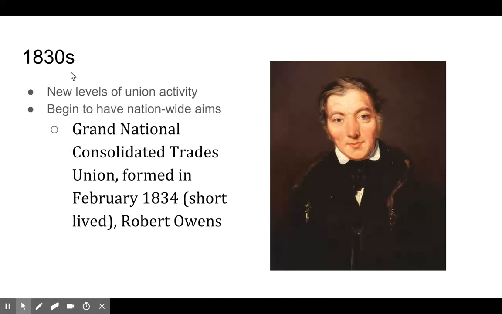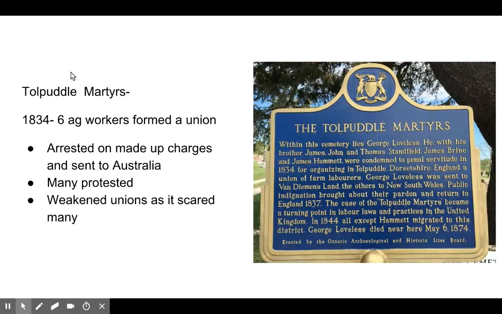And now these unions, instead of being locally focused, start to have nationwide aims. For all of England, we want these goals. An example of one of those unions with nationwide aims was the Grand National Consolidated Trades Union. That was formed in 1834. Robert Owen, pictured here, had a big part in that. Feel free to look up some stuff about him. And we'll get to, in a slide or two, why that union eventually did fail.